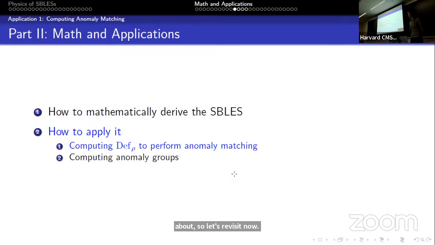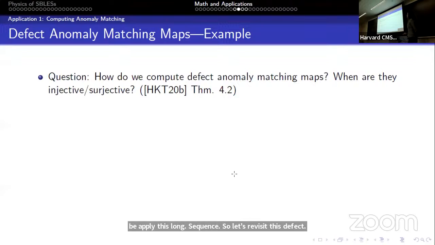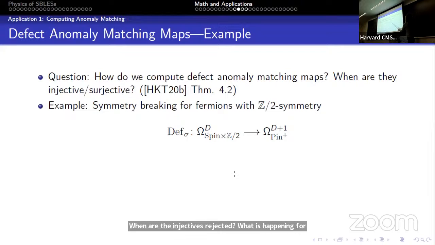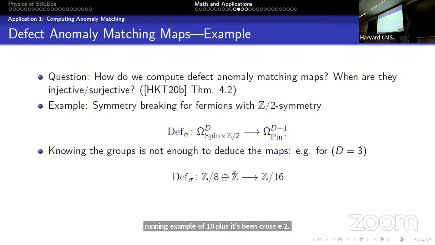So let's revisit this defect anomaly matching we saw earlier. So the question we had is, how do you actually compute defect anomaly matching maps? When are they injective, surjective? What is happening for these maps? So for example, let's do the running example of pin plus and spin cross C2. And we've seen this several times now. But knowing the groups, even if we knew all of the groups of anomalies here, that's not enough to know what the maps are. So for example, if we've specialized to D equals 3, this map runs from Z8 plus Z to Z16. We don't know what that is. It could be the zero map.